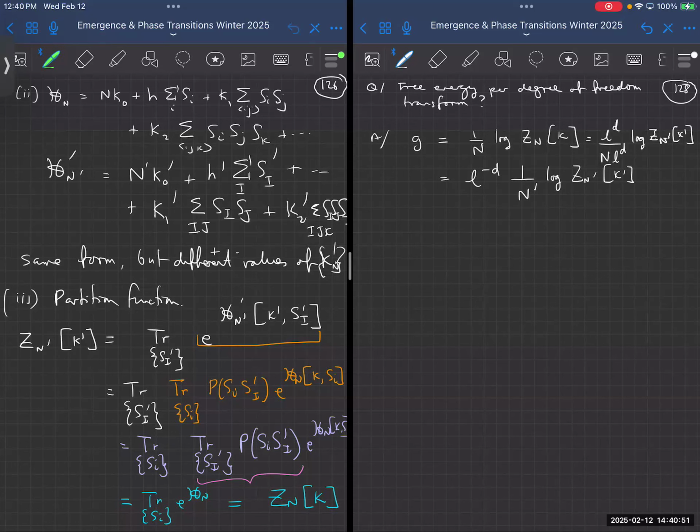And N prime is just N divided by L to the D. And so what that tells me is that my free energy scales as 1 over L to the D times g of K prime. Okay, so there's a factor of L to the D that comes in there because I have fewer degrees of freedom. Now, why is the renormalization group transformation useful?